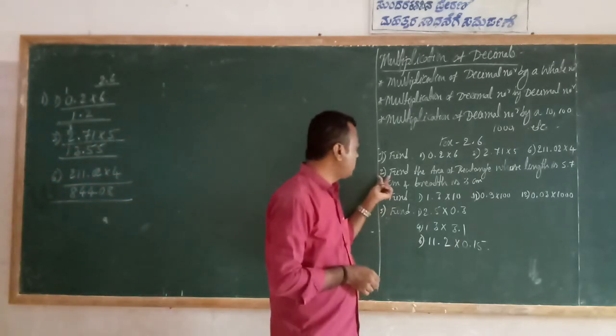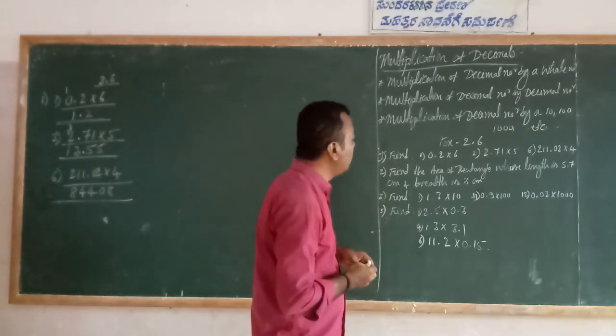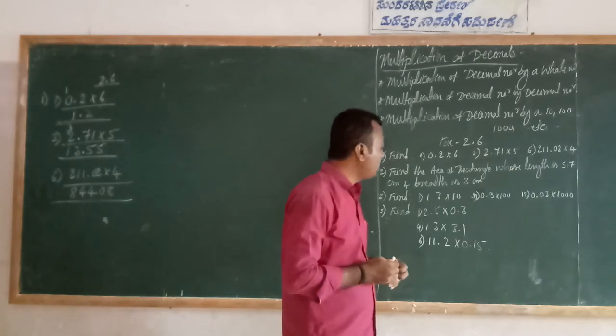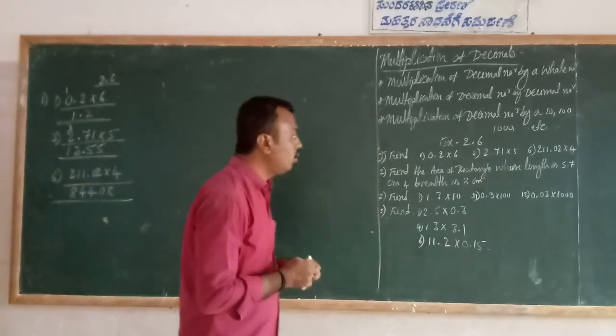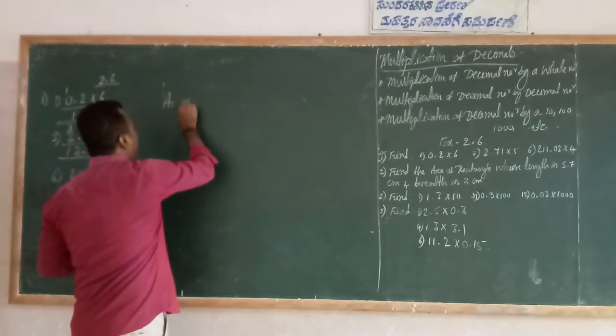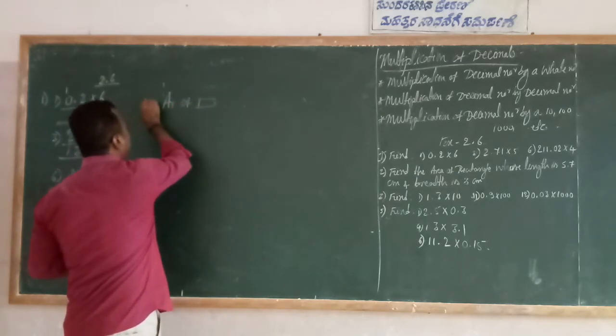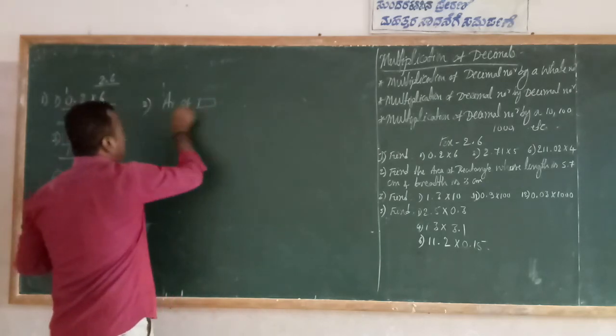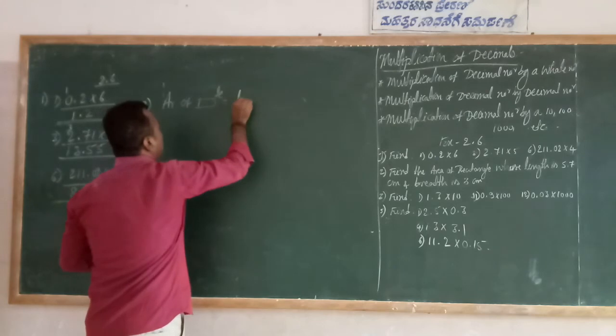Okay, now I will go to the second one. Find the area of a rectangle whose length is 5.7 centimeter and breadth is 3 centimeter. See, we know the area of a rectangle. Second question: what is the area of the rectangle? It is equal to L into B. L means length, B means breadth.